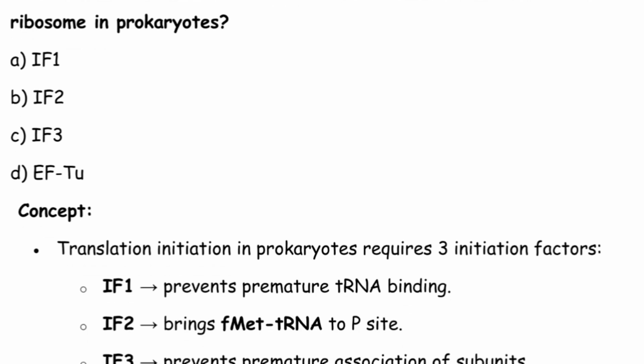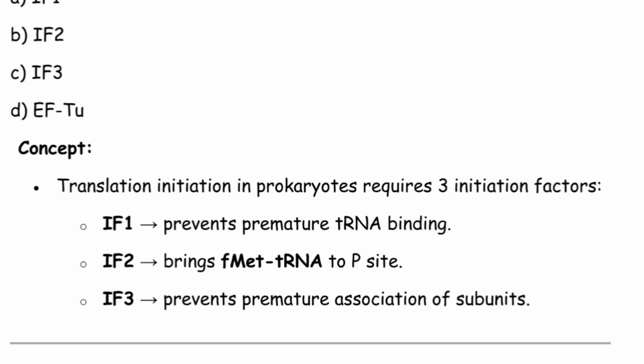Initiation of translation in prokaryotes requires three different initiation factors, so IF1, 2, 3. They are involved in translation initiation, where initiation factor 1 prevents premature tRNA binding. Initiation factor 2 brings formylmethionine tRNA to the P site, and initiation factor 3 prevents premature association of subunits.